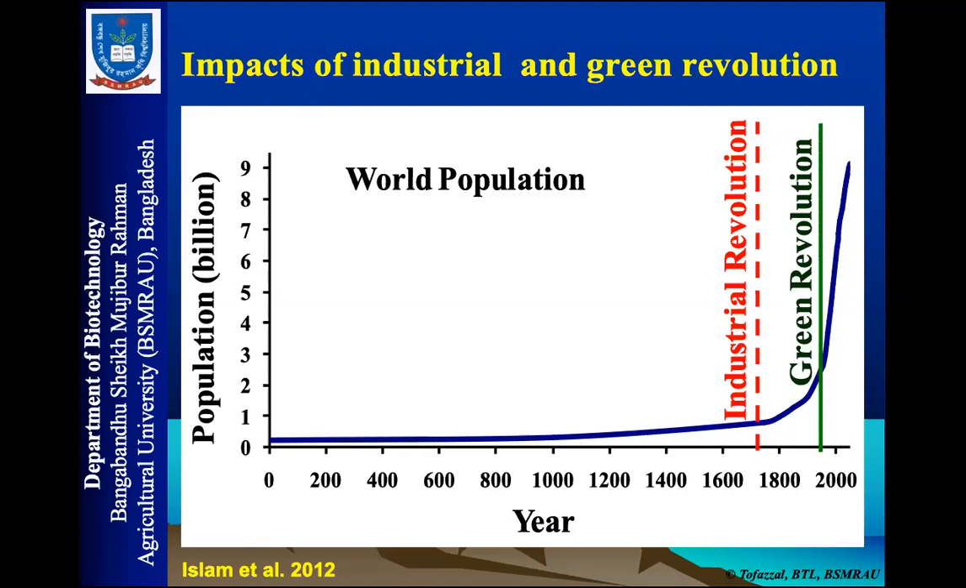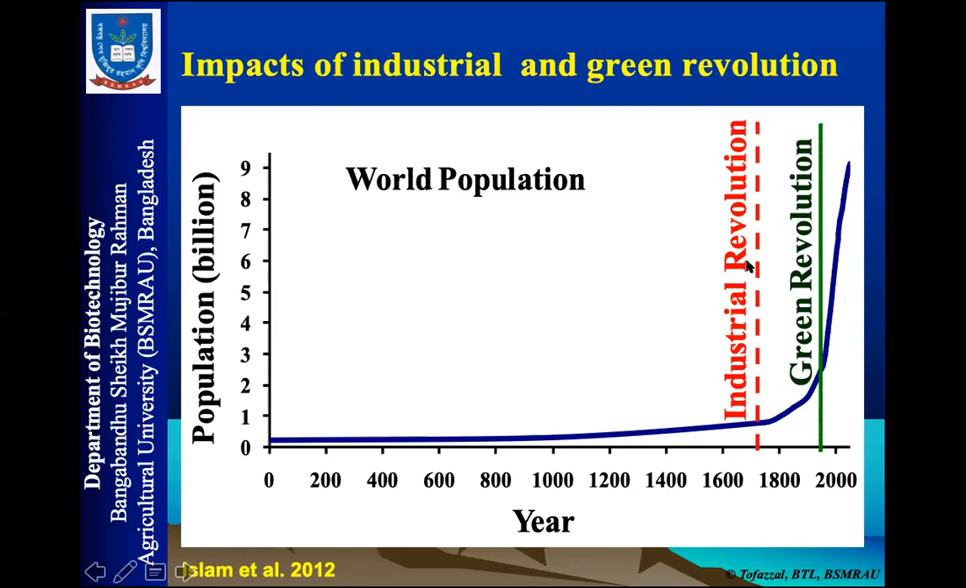In a small area where one family can be accommodated, now you can accommodate even 10,000 people in a high-rise building. That means human capacity increased thousandfold by the discoveries that backed the industrial revolution.